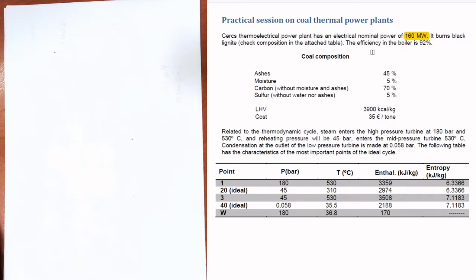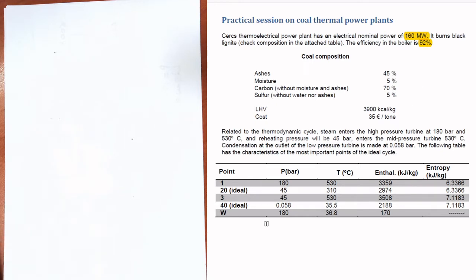What's important for us now is to see first how the power plant works. We know that the efficiency of the boiler is 92%. So when we burn coal, only 92% of the heat that we obtain will be transferred to the cycle effectively.